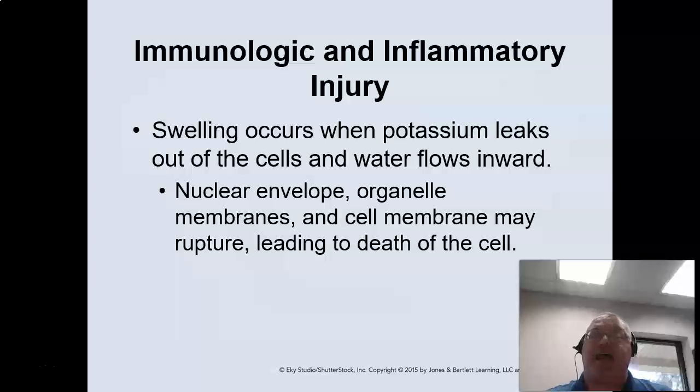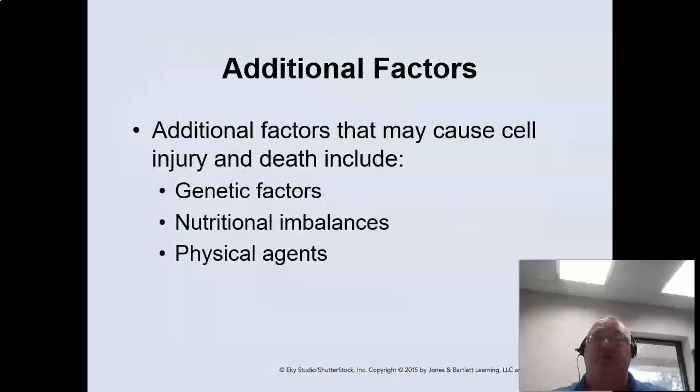Swelling occurs as potassium leaks out of the cell and water flows inward. Okay? And usually, again, as we talked about in the cell part of it, you can cause the cell to actually burst, or rupture, because basically the cell membrane can't hold it in anymore. And then, of course, that releases additional materials into the bloodstream, which can go on to get other cells. So again, there are some other things that also influence cell injury or death.